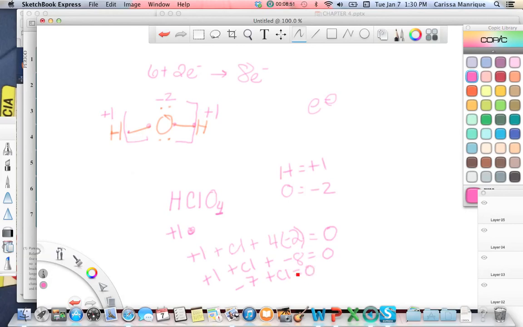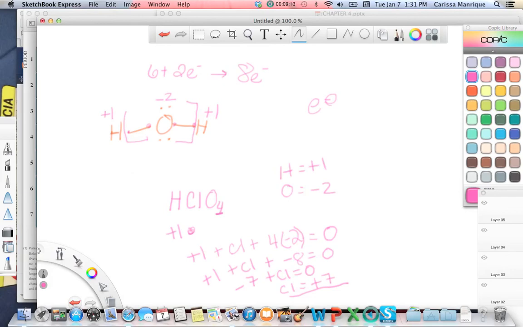We're trying to solve for chlorine. So we bring the minus 7 over, it becomes a positive, so chlorine equals plus 7. So the oxidation state of chlorine is plus 7. That's the hardest one. We know what hydrogen is, we know what oxygen is from our chart, but then what's chlorine? We have to solve for it. So that's how you figure out oxidation states.